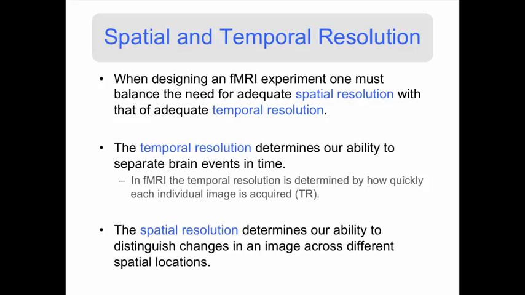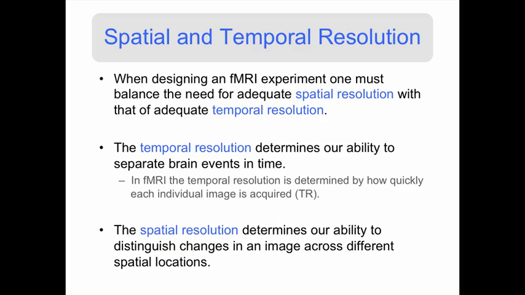When designing an fMRI experiment, we always need to balance the need for adequate spatial resolution with adequate temporal resolution. So temporal resolution is what's going to determine our ability to separate brain events in time. And in general, in fMRI, the temporal resolution is going to be determined by how quickly each individual image is acquired. And as we talked about in a previous module, this is determined by the TR. So this is how often we acquire a new image.